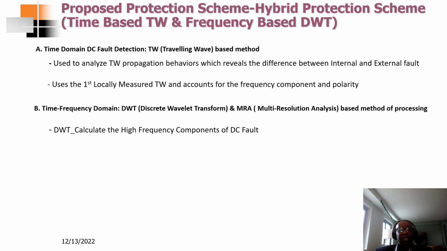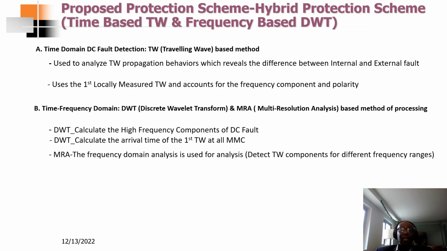So the discrete wavelet transform will be calculating the high frequency components of the DC fault. It spits out the wavelet coefficients and calculates the arrival time of the traveling wave. And the multi-resolution analysis allows decomposition at different frequency ranges, and also detects the traveling wave when these different frequency ranges have been decomposed.